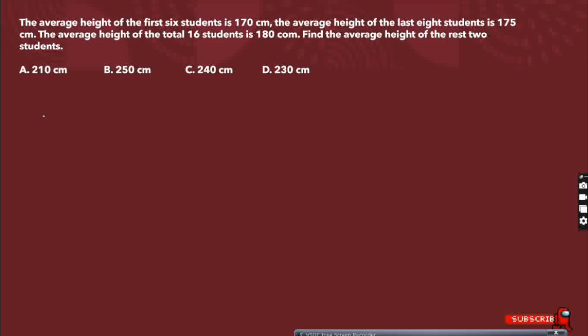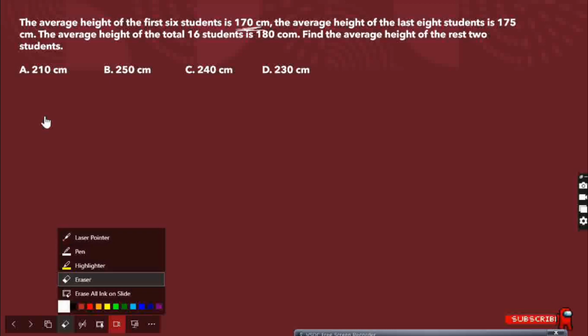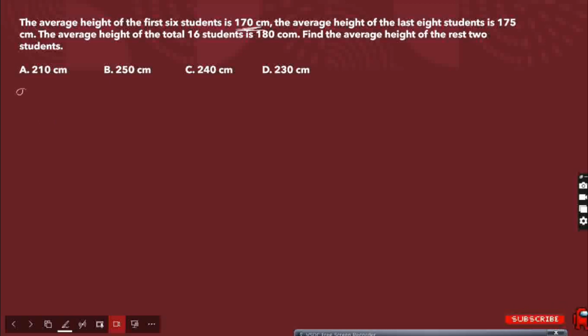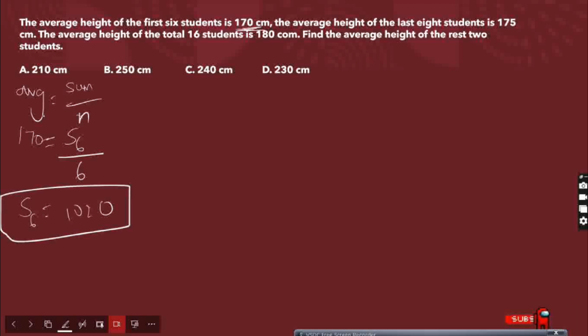The average height of the first 6 students is 170 centimeters. We know the formula: average is equal to the sum of observations by the number of observations. Given the average of 6 students is 170, let the sum of 6 students be S6, and the number of students is 6. So S6 equals 6 into 170, which gives you 1020. Sum of 6 students is 1020.